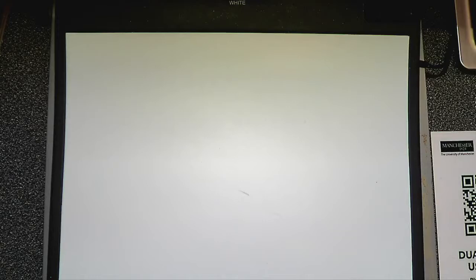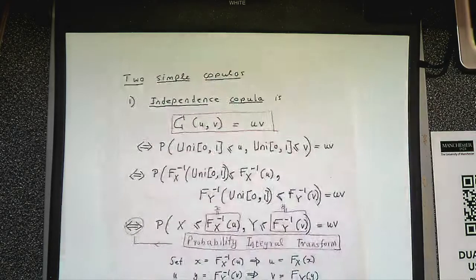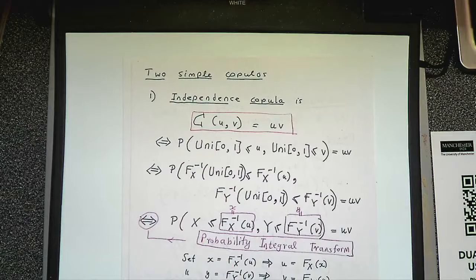The next thing I'm going to talk about, where am I? Sorry, about the lesson. Okay, two simple copulas I'm going to talk about. The first of them is known as the independent copula, right?